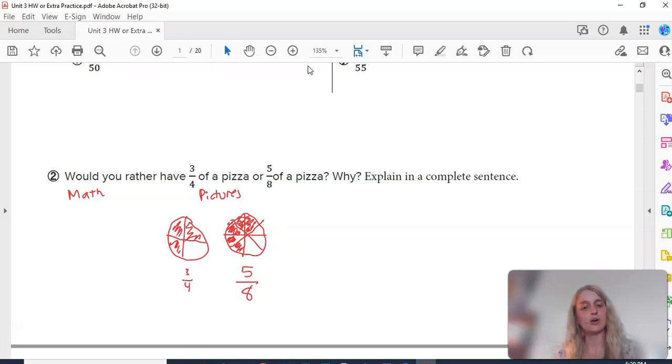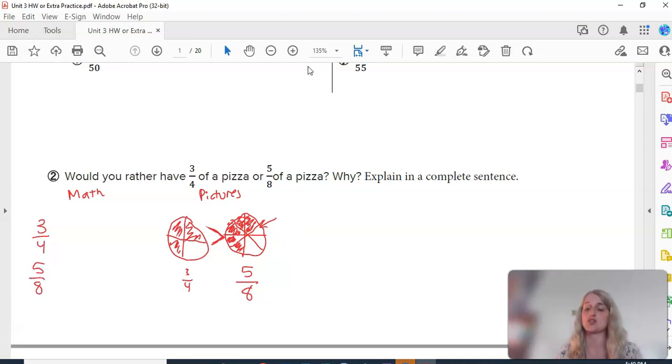Okay, now in the picture form, while they do look pretty close, this last slice would have to be included in order for you to have the same amount of pizza. So this pizza is actually the bigger one, the 3/4 one. So if you are hungry like Miss Douglas, you want to pick the 3/4 because that's the bigger amount of pizza.